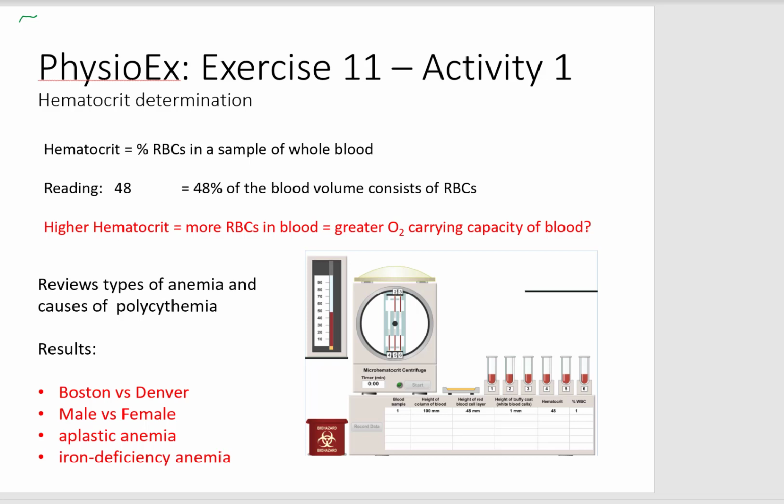But those two living in Denver had a higher hematocrit than the male and female living in Boston, and that's because we see this as secondary polycythemia, an adaptive response. Should we do anything to these two individuals in Denver? Should we try and cure them? No, we should see this as an adaptive response.